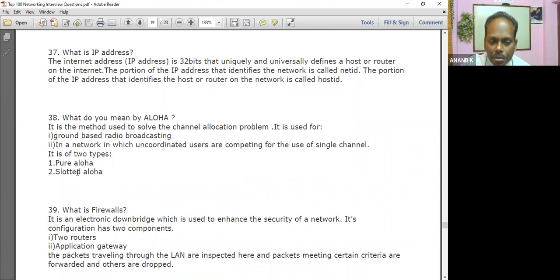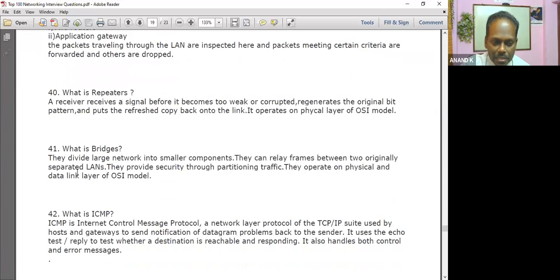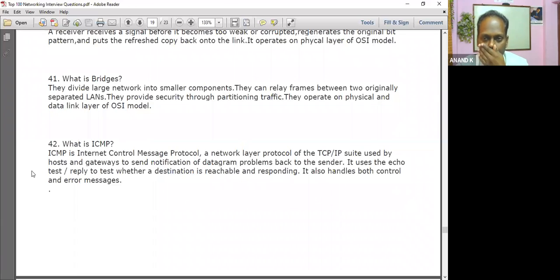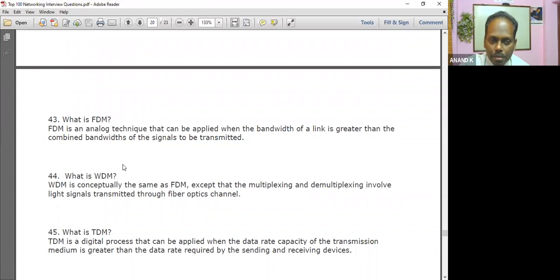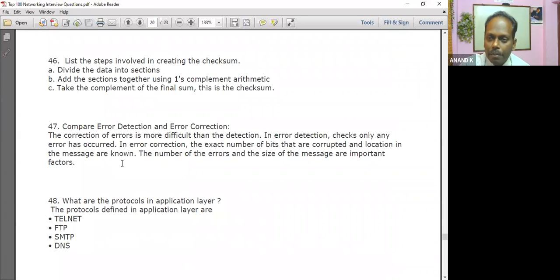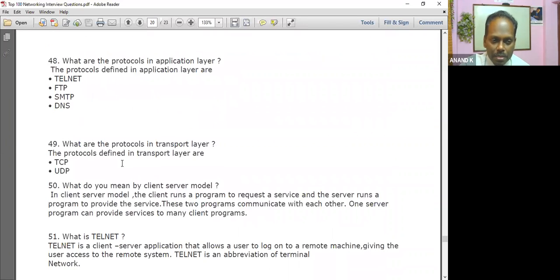These are purely interview questions which are pulled out from some websites or from some industries. Sometimes you may get similar questions, because they also do the same thing in order to get the questions. FDM, frequency division multiplexing. TDM, time division multiplexing. So these are communication essentials which go along with your network fundamentals.